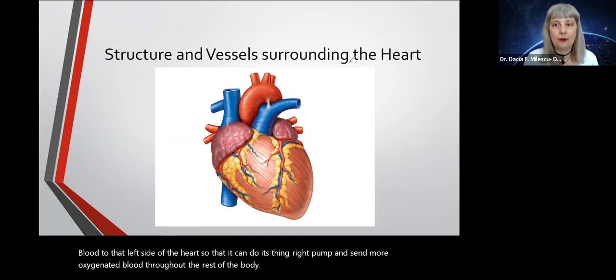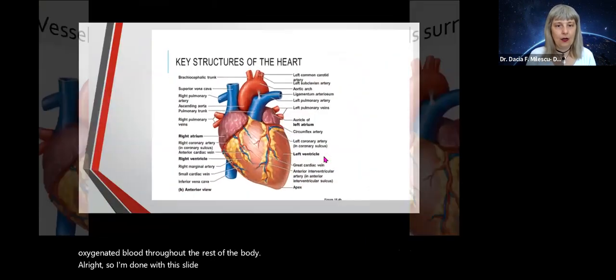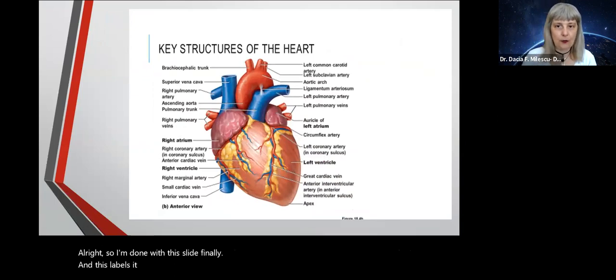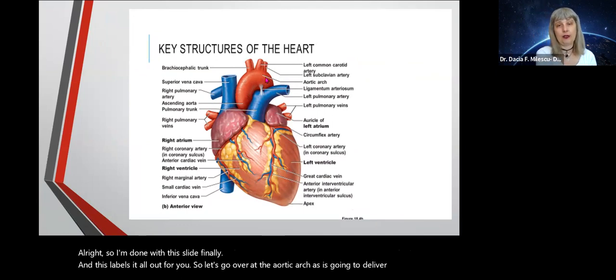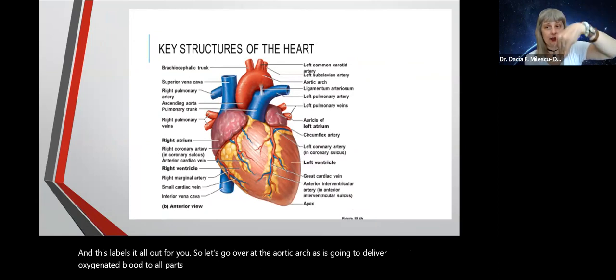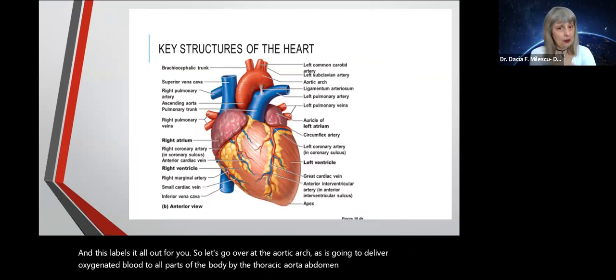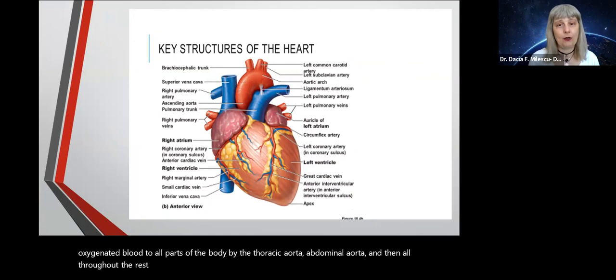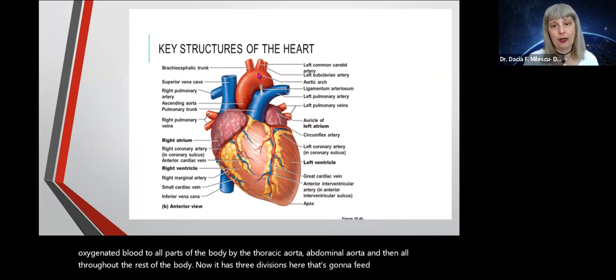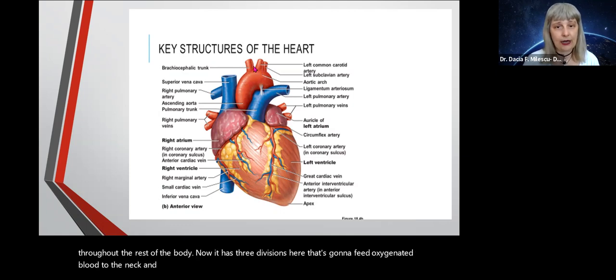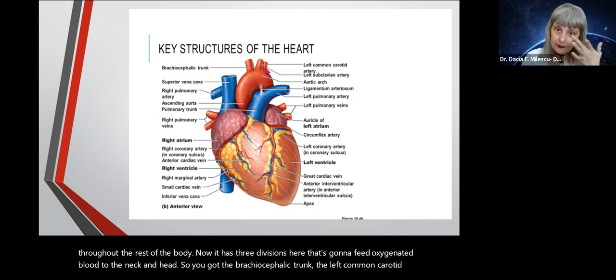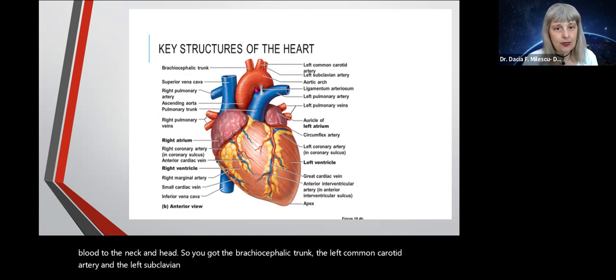All right, so I'm done with this slide finally, and this labels it all out for you. So let's go over it. The aortic arch, as you know, is going to deliver oxygenated blood to all parts of the body via the thoracic aorta, abdominal aorta, and then all throughout the rest of the body. Now, it has 3 divisions here that are going to feed oxygenated blood to the neck and head. So you've got the brachiocephalic trunk, the left common carotid artery, and the left subclavian that you can see here.